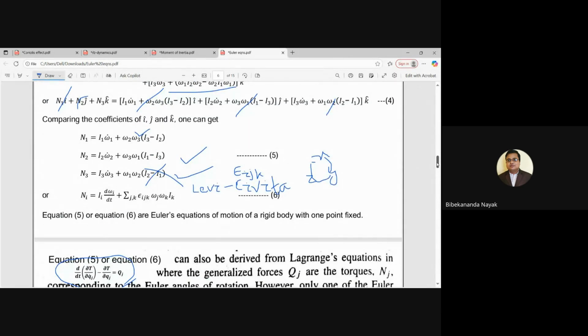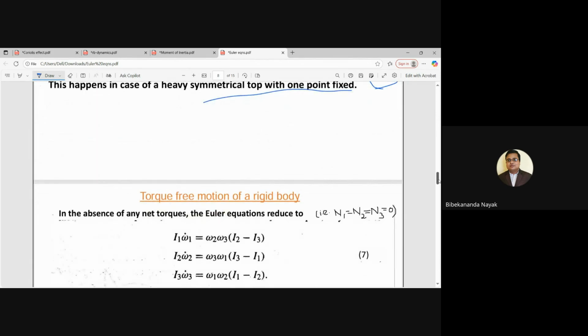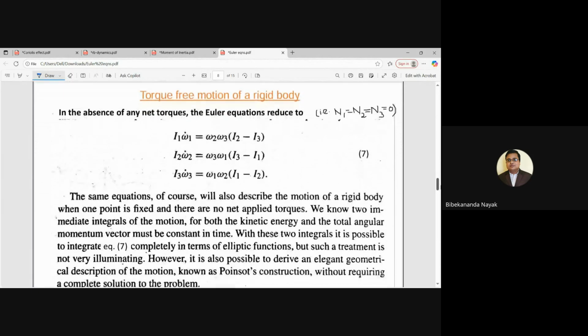Then the equation of motion will change in the case of a heavy symmetrical top with one point fixed. Here actually we take a rigid body with one point fixed. The fixed point is either the center of mass or a given point. And torque free motion of a rigid body. Torque free means if N is 0, all its components are 0: N1 is 0, N2 is 0, N3 is 0.